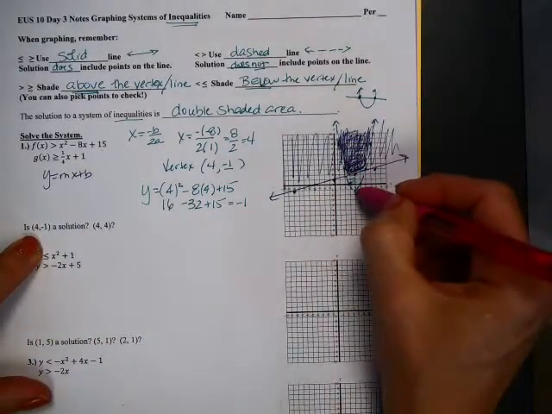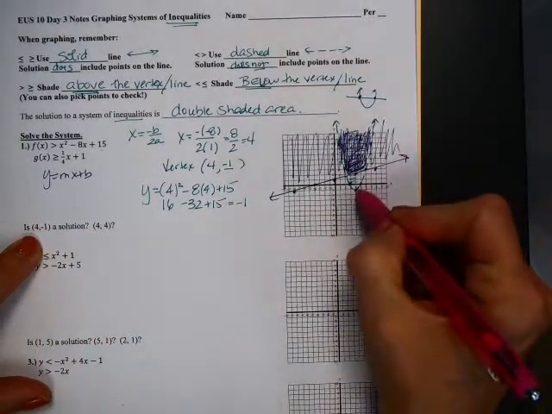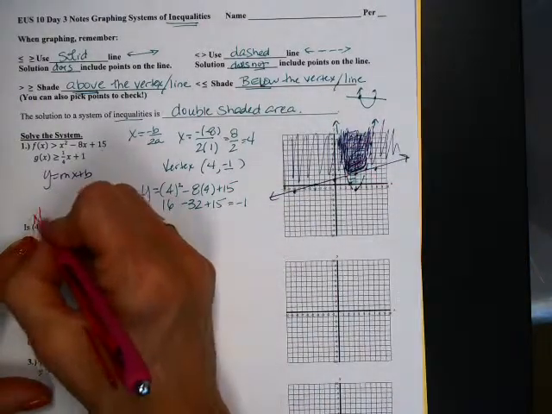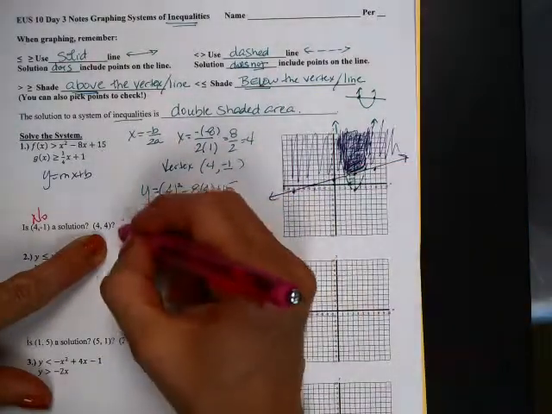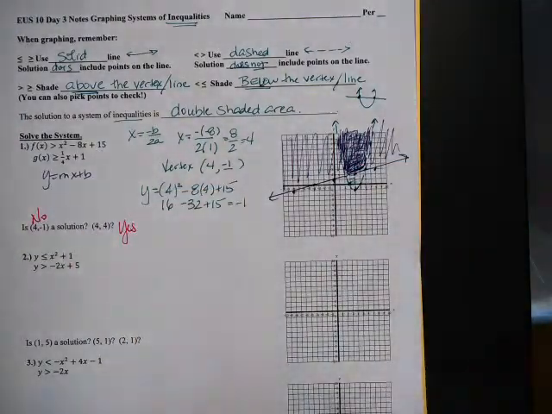4, -1 is my vertex. Number 1, this is a dashed line, but it's not in the double shaded area, so that's a no. Is 4, 4? 4 up 4, yep, it's going to be right in there. That would be a yes.